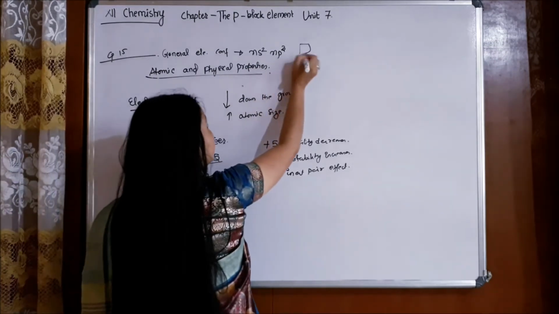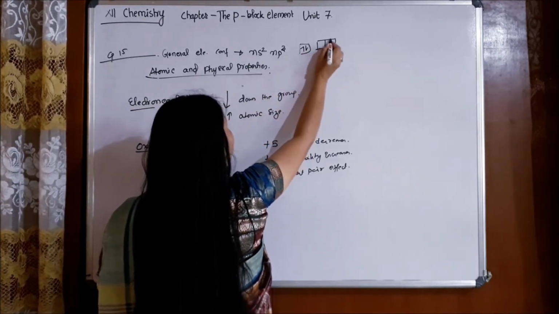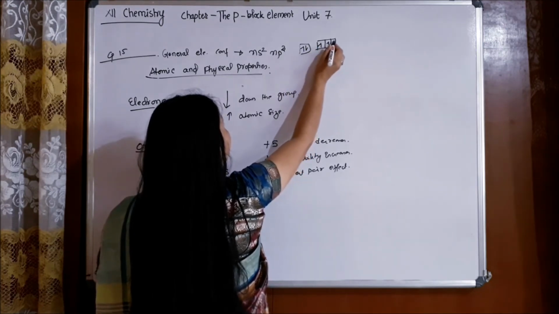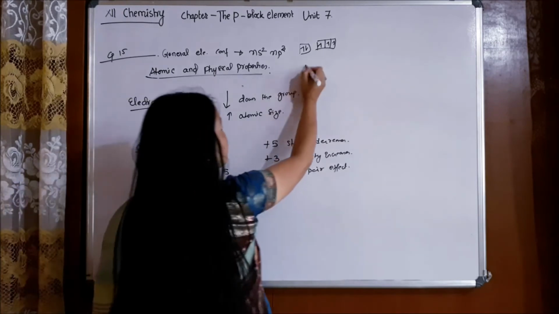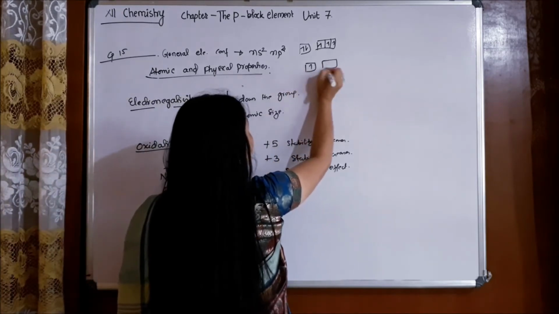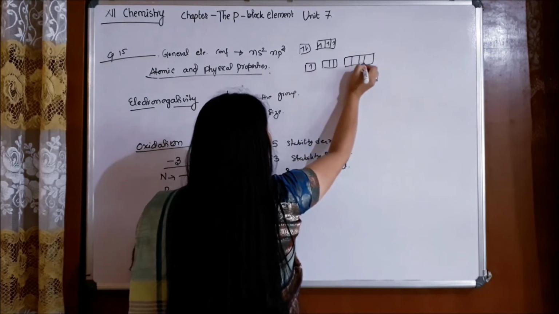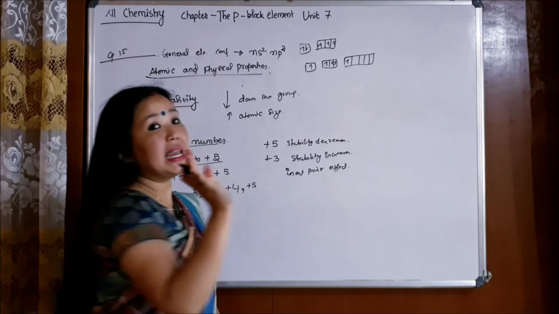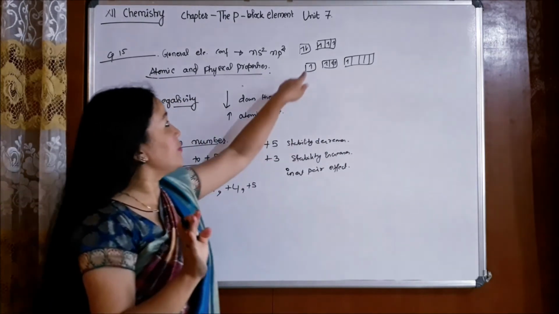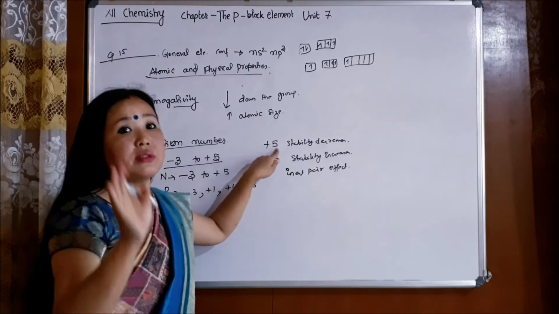So here the s orbital contains one pair of electrons and 3 unpaired electrons. It will show +5 oxidation state when one of the s electrons jumps to the d orbital and gets unpaired, and you get 5 unpaired electrons. Because of this reason the element shows +5 oxidation state.